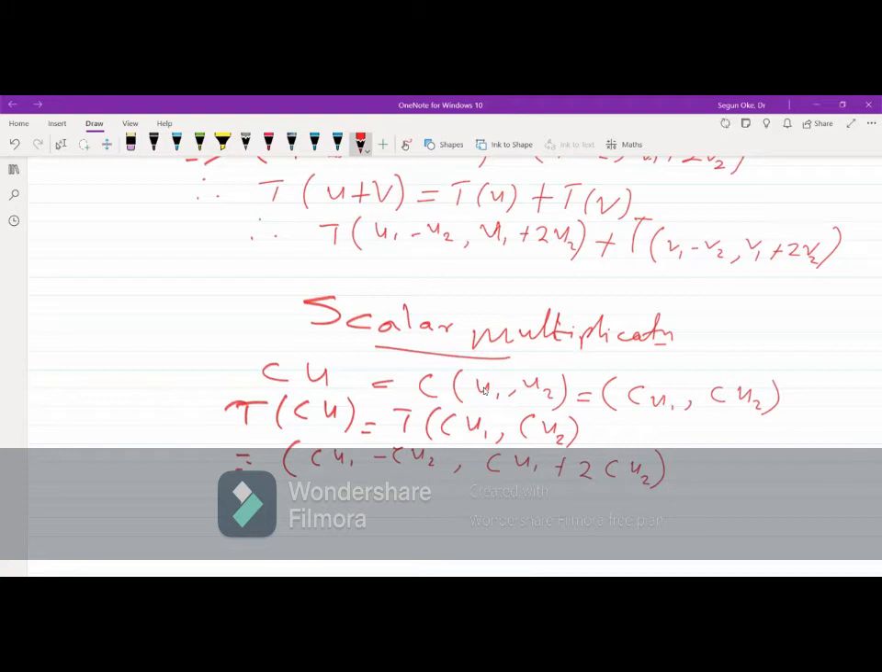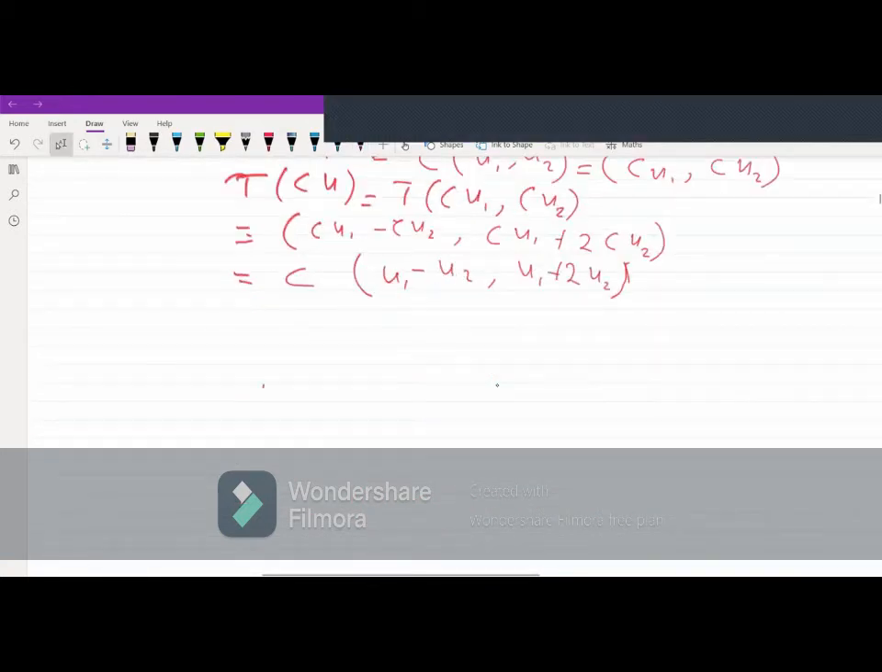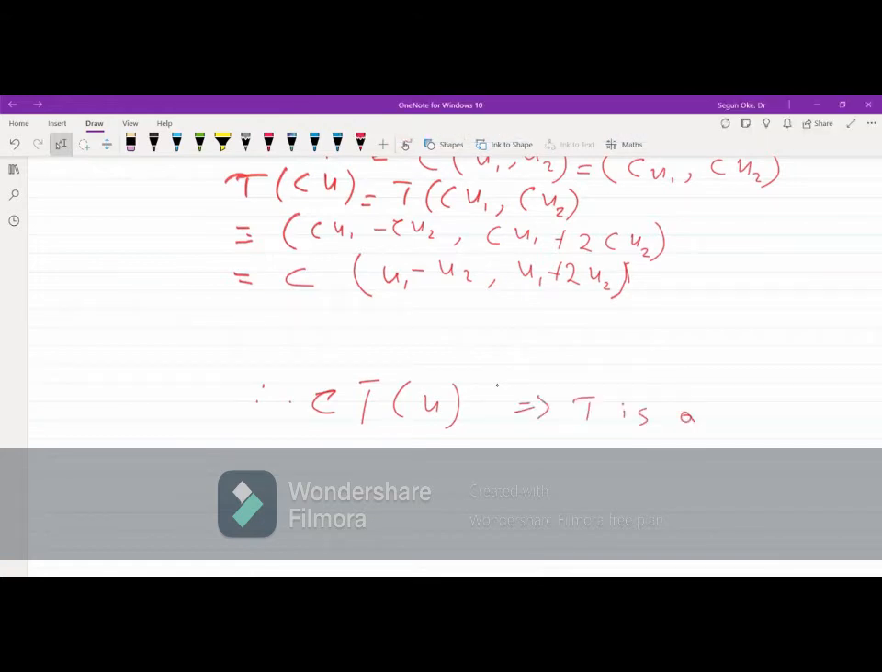Remember, you have to factorize the scalar out. Our C will come out, we have U1 minus U2, comma, then U1 plus 2U2. Therefore, we have T of CU equals C times T of U. That implies that our T is a linear transformation. Any question?